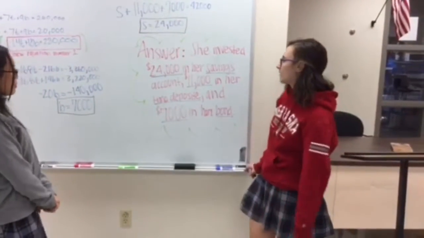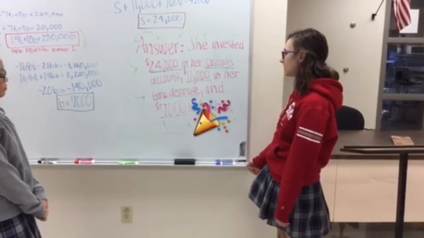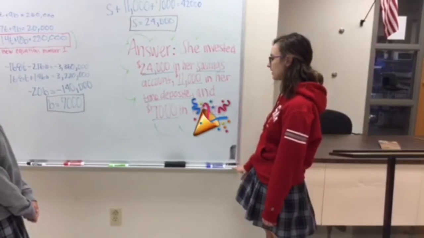Your final answer will then be she invested 24,000 in her savings account, 11,000 in her time deposit, and 7,000 in her bond.